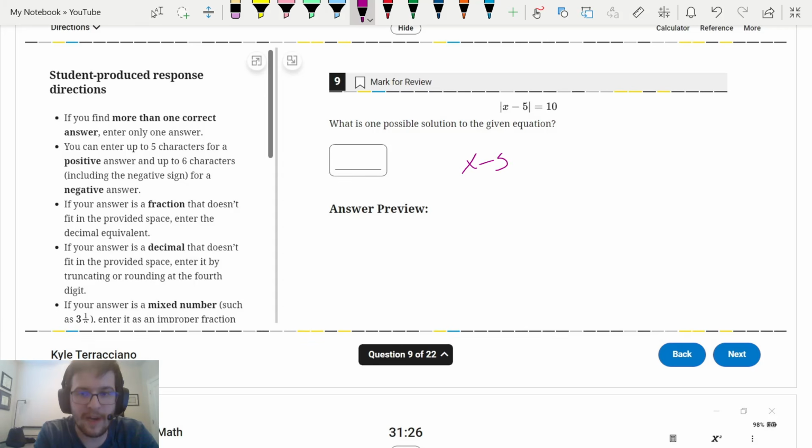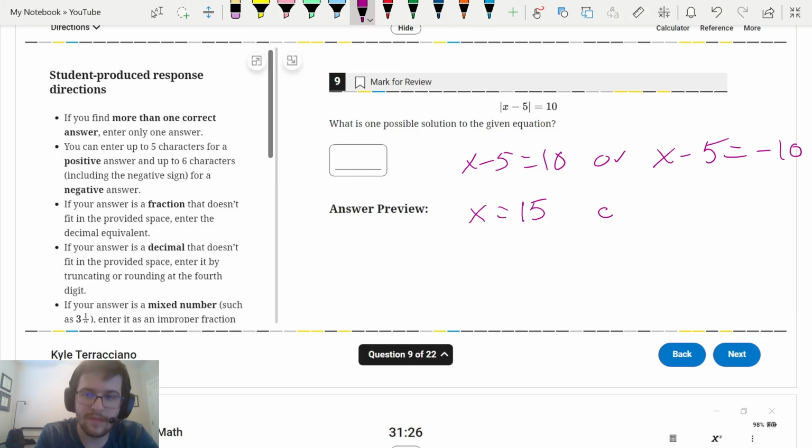So x minus 5 equals 10, or x minus 5 equals negative 10. So you add 5 to both sides and you get 15. You add 5 to both sides and you get negative 5. So either of these answers is acceptable. You just had to put one.